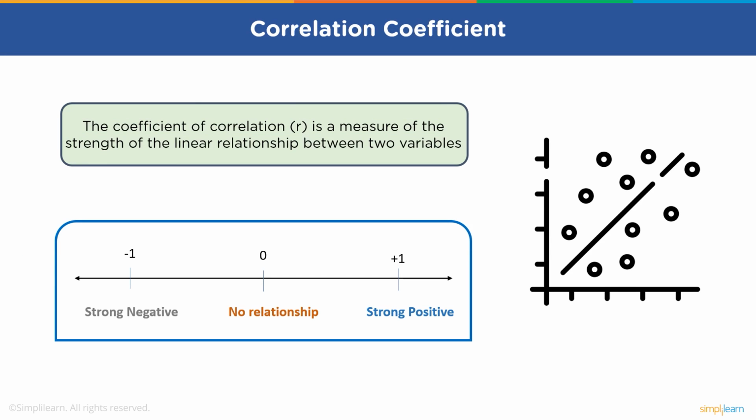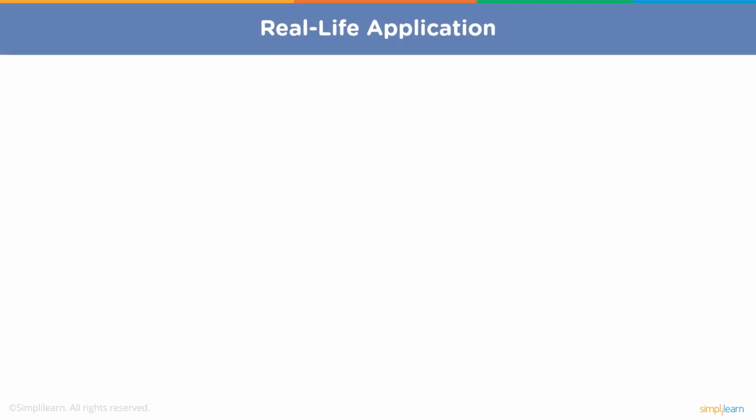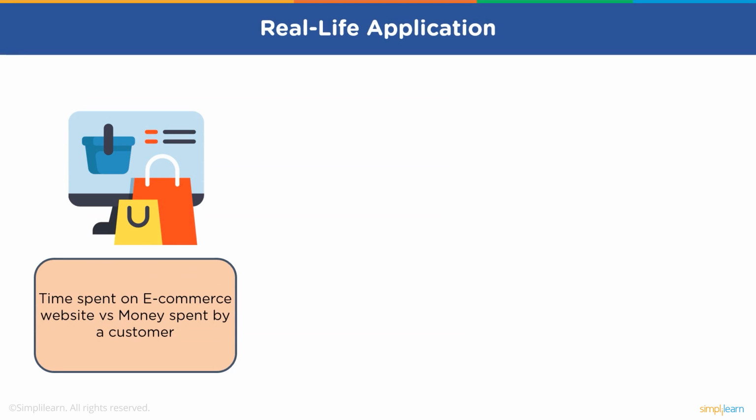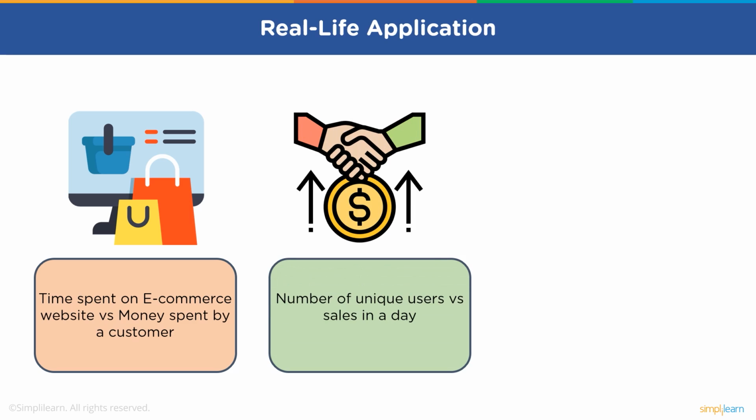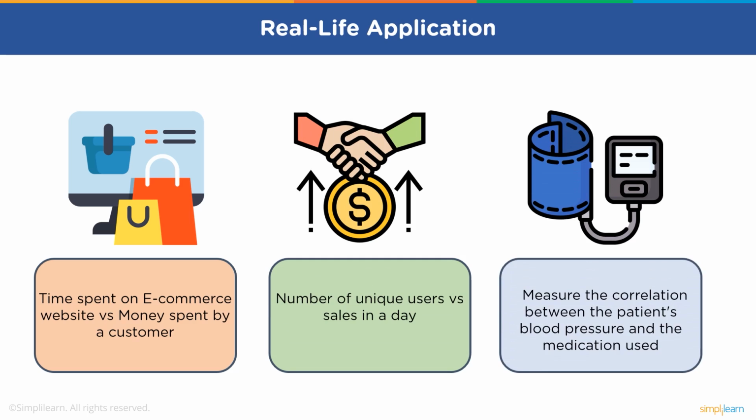Minus 1 shows a strong negative correlation. 0 shows that there is no relationship between the two variables, and plus 1 shows that there is a very strong correlation between the two variables. Some of the examples can be the time spent on an e-commerce website versus the money spent by the customers. It can be taken as an example of positive correlation. Number of unique users versus sales in a day are also correlated. Correlation can also be used to measure the patient's blood pressure and the medication used.